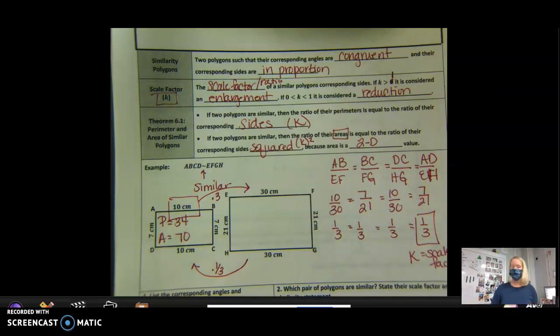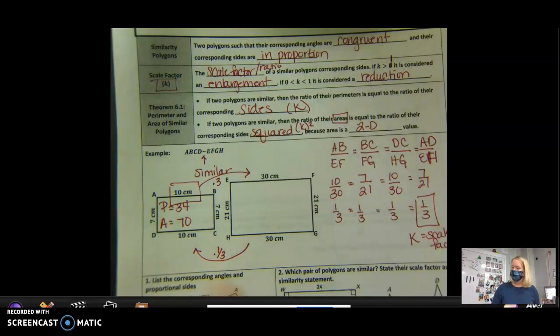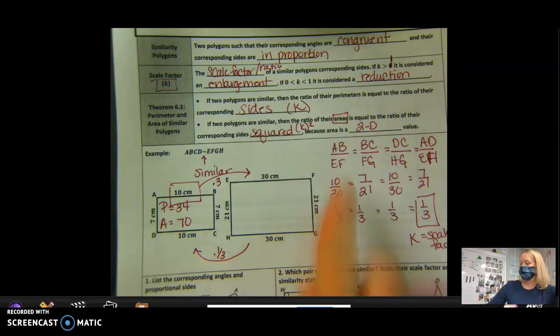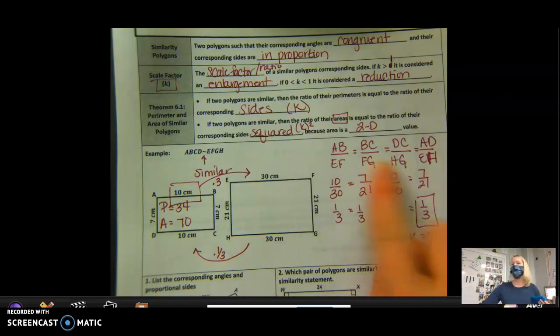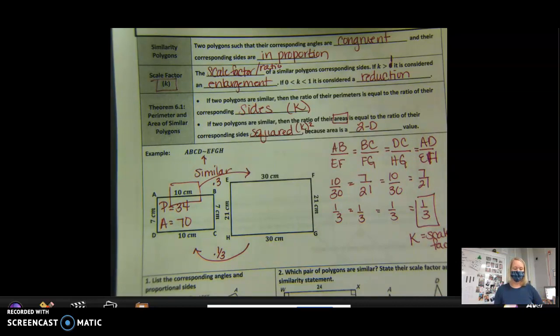Okay. Go down to number 1. Do this for me. List the corresponding angles and the proportional sides. We listed the proportional sides up here. That's what they want whenever they do that. So go down here and list the corresponding angles.